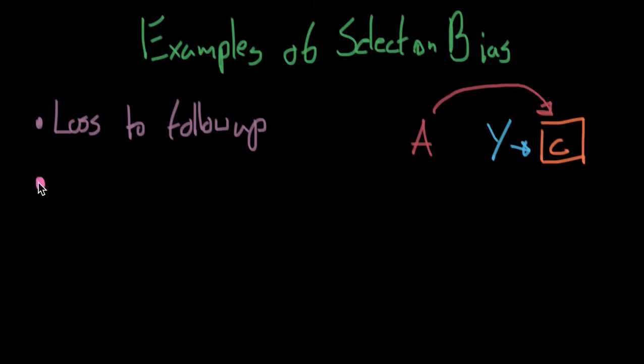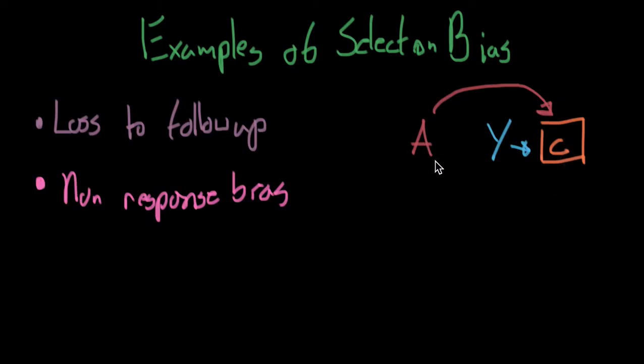What else? Let's do non-response bias. This one is somewhat similar. You can imagine a study in which you're having people do something perhaps embarrassing or something that they are very likely to forget. So for example, A might make them more likely to forget to respond to a survey, and the results of this survey might also make them more likely to forget.